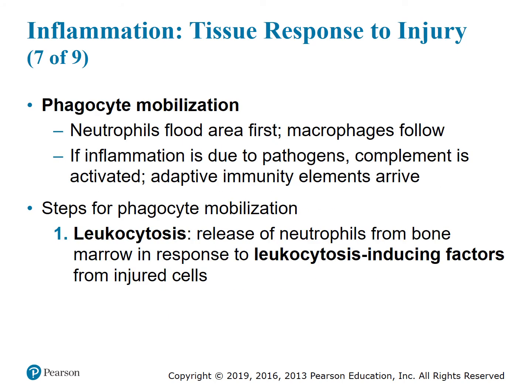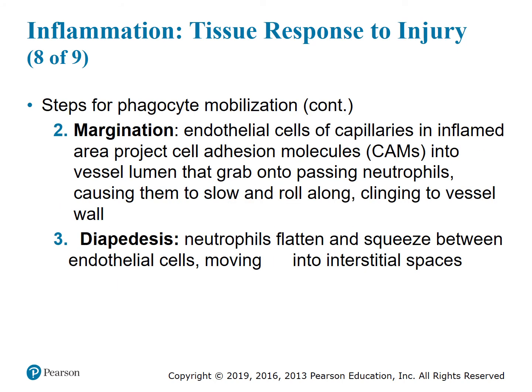Phagocyte mobilization. Neutrophils flood the area first, macrophages follow. If inflammation is due to pathogens, complement is activated and the adaptive immunity elements will arrive. So, steps for phagocyte mobilization. Leukocytosis is a release of neutrophils from bone marrow in response to leukocytosis-inducing factors from the injured cells. Margination is when the endothelial cells of the capillaries in the inflamed area project cell adhesion molecules into the vessel lumen that grab onto passing neutrophils, causing them to slow and roll along, clinging to the vessel wall.